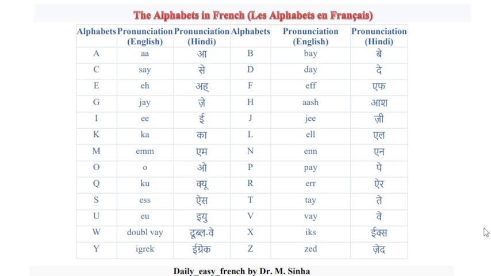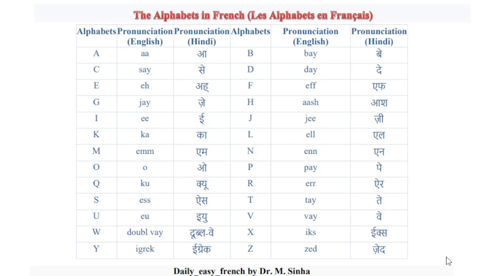So what is the title for today's video? The title for today's video is The Alphabet in French. That means Les Alphabets au Français. So in today's video, we are going to discuss the alphabets in French and their pronunciation. The alphabets of the French language are same as the alphabet of the English language. The only difference is the difference in the pronunciation.